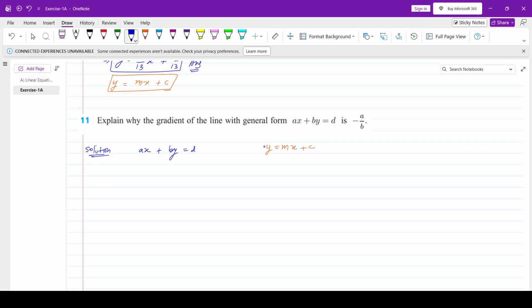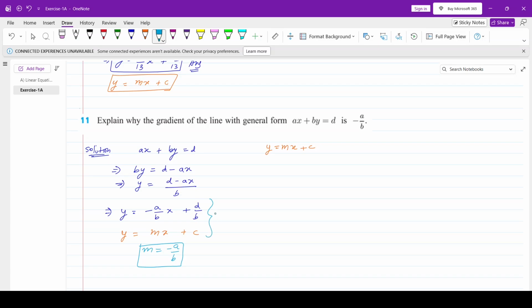We can see it's just y on the left hand side of the equation. So let's manipulate the equation a bit. By is equal to d minus ax. Dividing both sides by b, y is equal to d minus ax divided by b. Further solving the equation, we get y is equal to minus a by b x plus d by b. This equation is in the form y is equal to mx plus c. Can we say by comparing these two equations that m is equal to minus a by b?